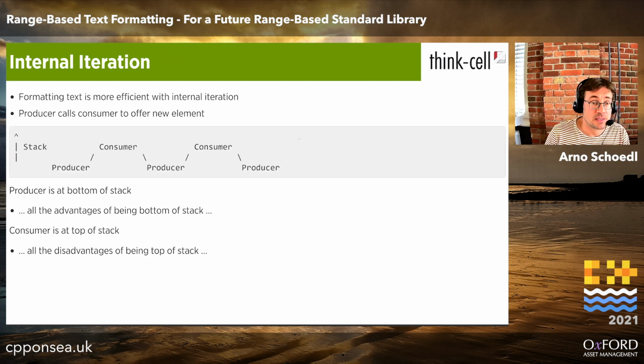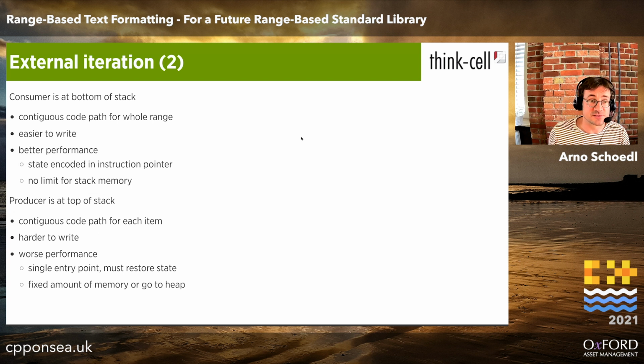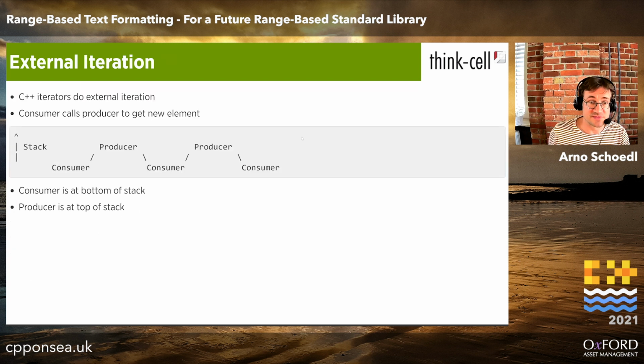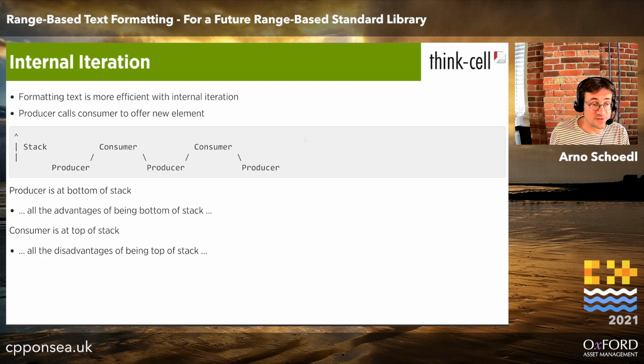Now, what's the alternative? We can turn the whole thing around. Here, we had the consumer at the bottom of the stack and the producer at the top. Now we can say, why not put the producer at the bottom of the stack and the consumer at the top? That actually makes formatting text much more efficient. It's called internal iteration if we do this swap: producer at the bottom, consumer at the top.